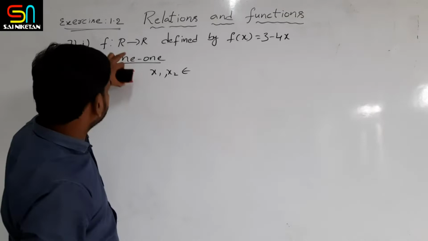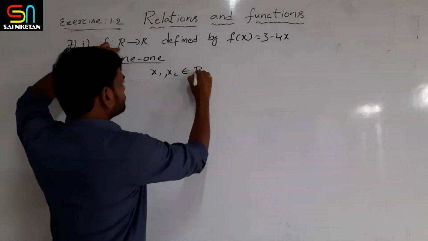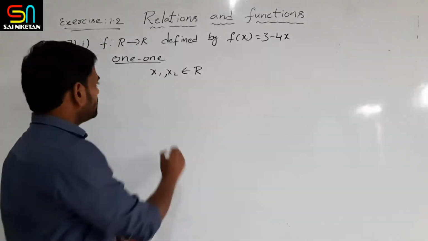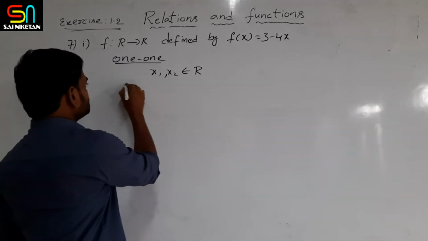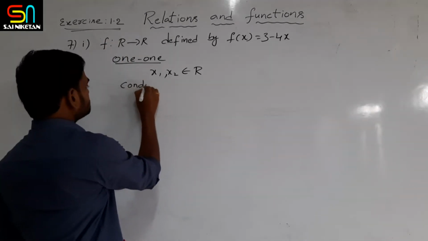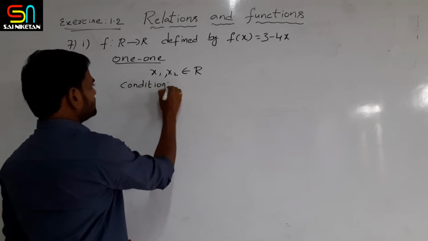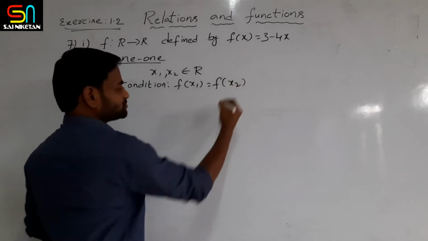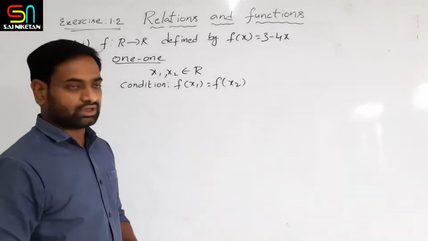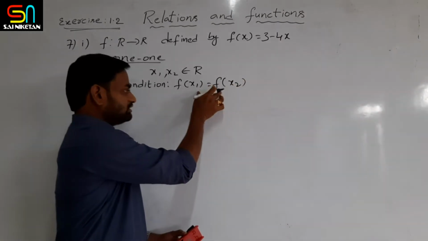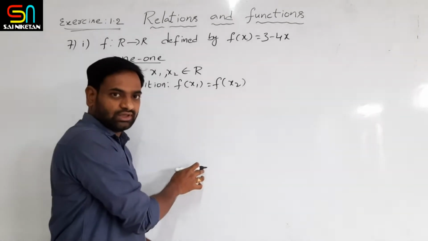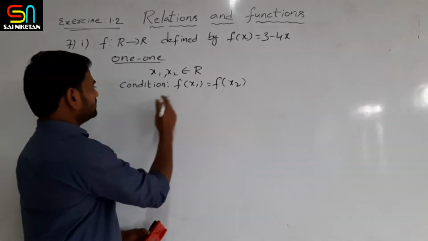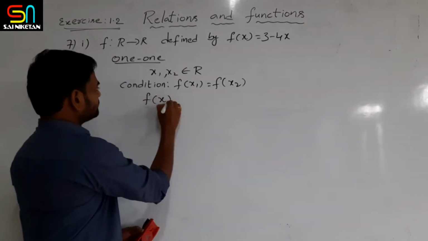Two values I am taking from the domain. What is the domain here? Real numbers. Two values I am taking from the real numbers. Now I am taking the condition. The condition is f(x1) = f(x2). Okay, so when I take this condition, if the answer is x1 = x2, then we can say it is 1-1.